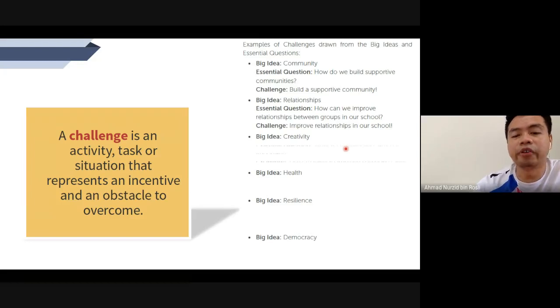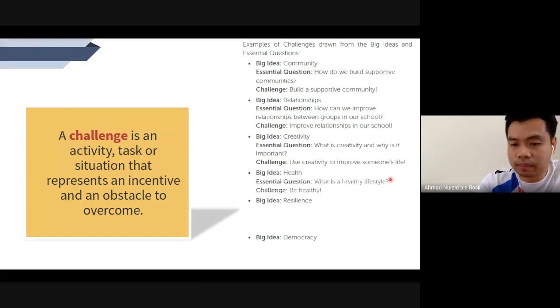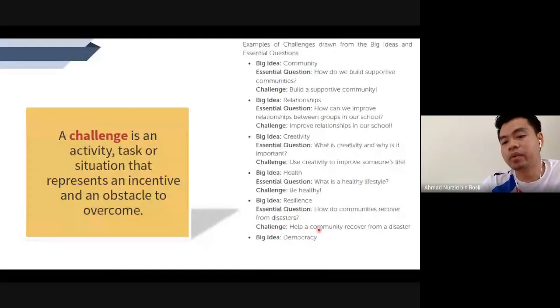Right? How about creativity? Okay. When we're talking about creativity, use creativity to improve someone's life. Right? How about health? Be healthy. Right? The question is what is a healthy lifestyle, and the challenge is be healthy. And the next one will be how do communities recover from disaster? For example, COVID-19. How do communities recover from COVID-19? The big idea should be COVID-19. How about the challenge? Help the community recover from COVID-19.